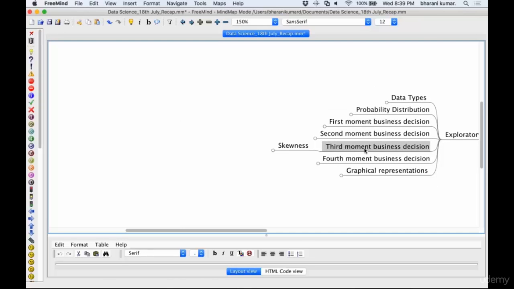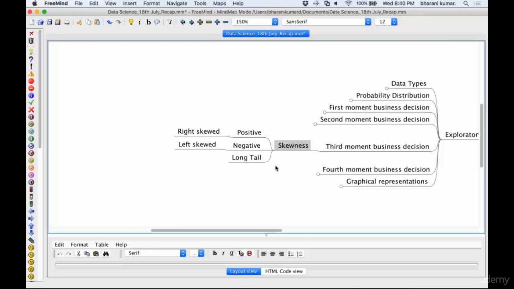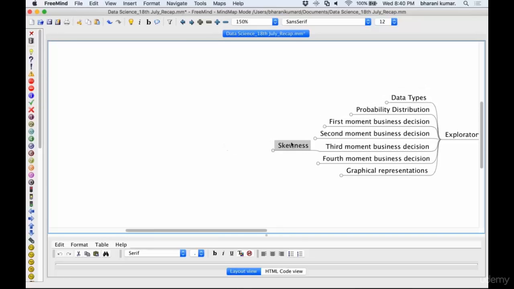And then we have the third moment business decision, which is called skewness. Skewness will help you identify the long tail strategies. Skewness can have a positive value or negative value. Positive value means your distribution is right skewed. Negative means it is left skewed.